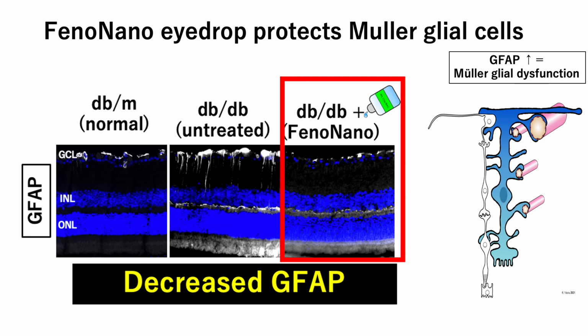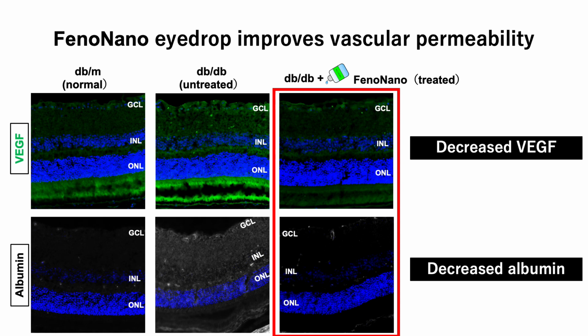The feno nano eye drop decreased the GFAP expression in diabetic mice, suggesting that the feno nano eye drop protects against Müller glial cell dysfunction in the diabetic retina. We also observed that the feno nano eye drop decreased the VEGF and albumin staining. These findings suggest that the feno nano eye drop also improved vascular permeability. Of course, we need a clinical trial to examine the effect of the feno nano eye drop on diabetic retinopathy.